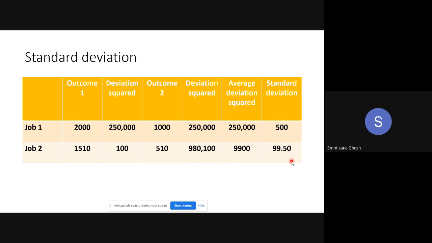Okay, for that you have to find out the mean. Then find out the deviation of each and every individual from the mean. Take the square of the deviation. Take the summation of this square value. Take the root of those summation. Divide by the number of outcomes. Okay.